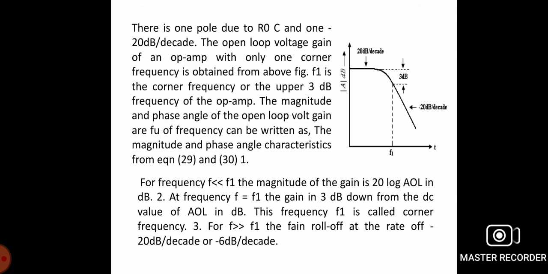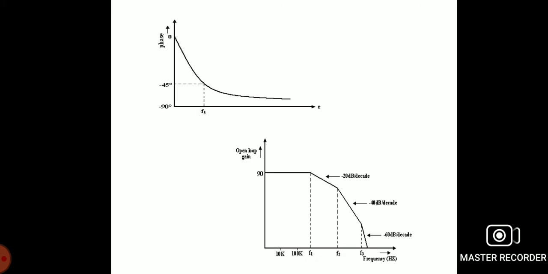Now we can see the structure. In this structure, there are frequencies f greater than f1, f equal to f1 and f less than f1. For f less than f1 is the magnitude of the gain, f equal to f1 is the DC value of the open loop gain, and f greater than f1 is the roll off at the rate of 20 dB per decade or 6 dB per octave.